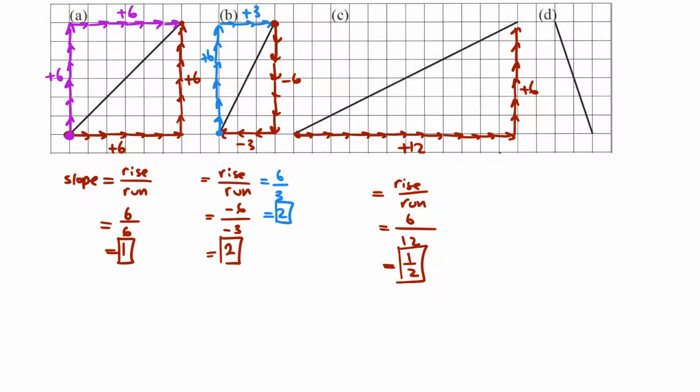Finally, for the very last one, I am going to start from this point and get to the bottom right corner. And to do this, I have to go down by 1, 2, 3, 4, 5, 6. So my rise is -6 because I'm going down, and then I have to go 2 to the right. So my rise over run is equal to -6 over +2, and that will end up giving me -3 as my final answer.